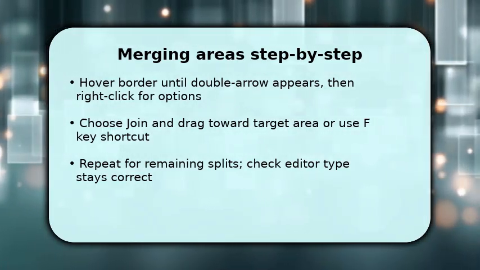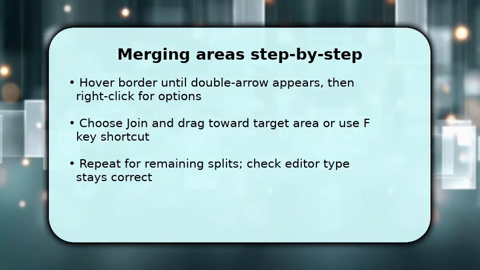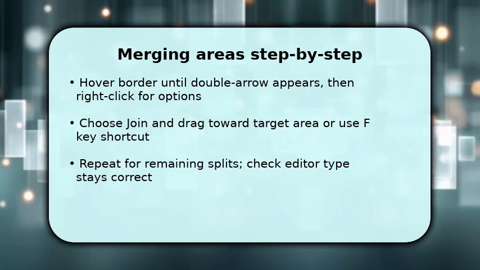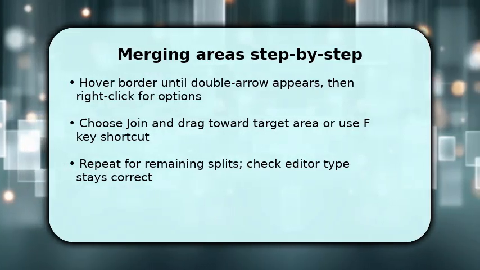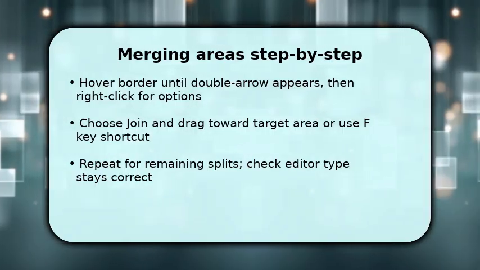Make sure editor types match if you want a consistent view. Blender will merge into the active area type. Once joined, check tool panels and headers to ensure no hidden overlays remain. Repeat until the vertical split is gone.